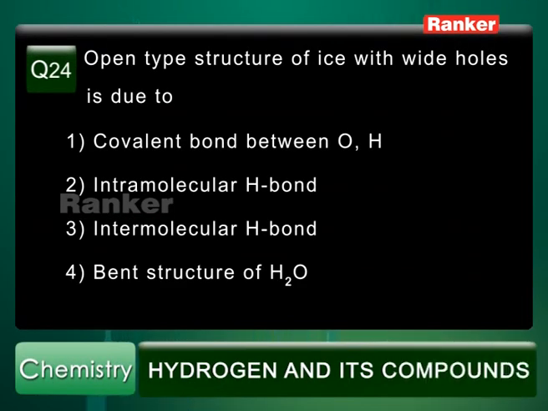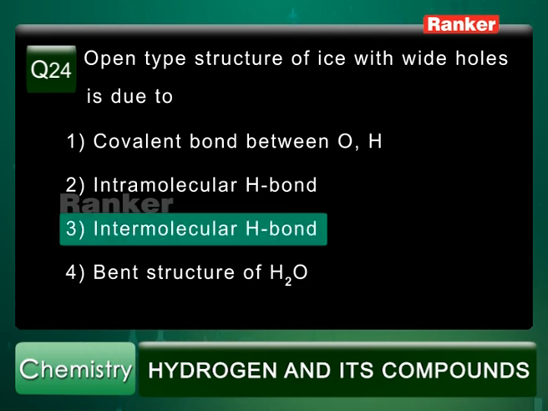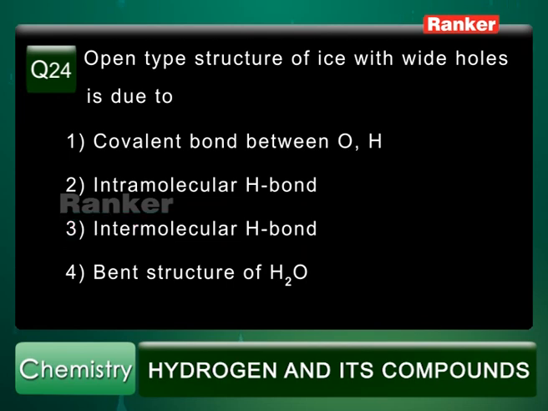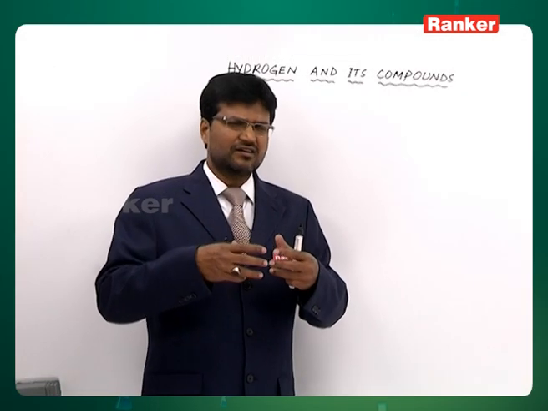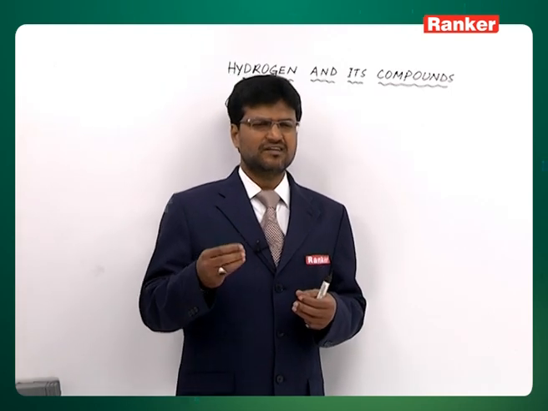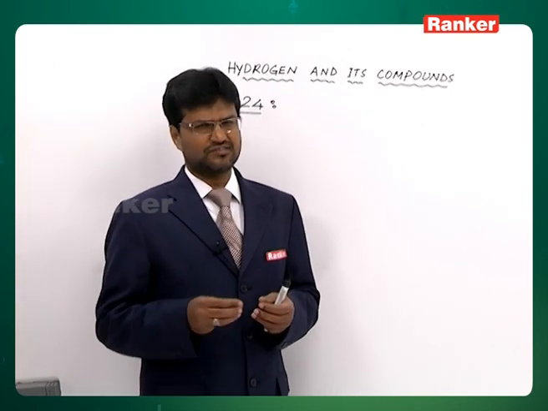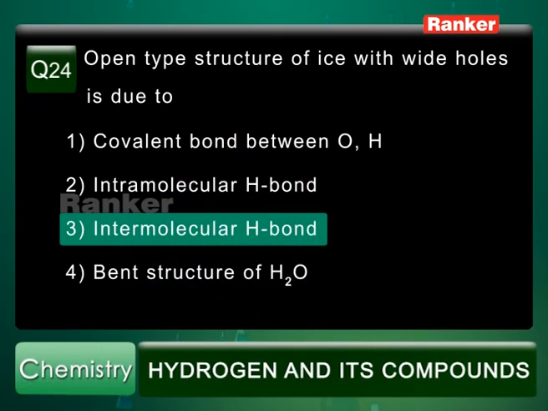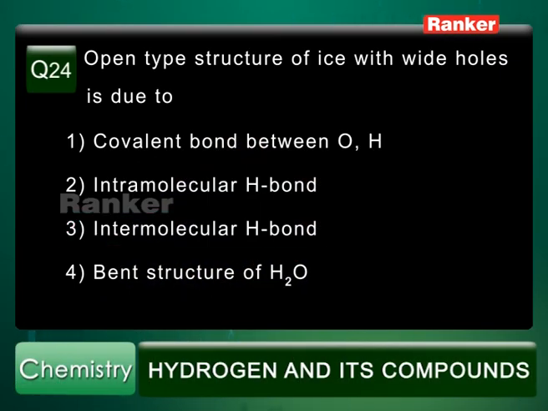Open type structure of ice with wide holes is due to, first option, covalent bond between O and H, second option, intramolecular hydrogen bond, third option is intermolecular hydrogen bond, fourth option is bent structure of water molecule. The correct answer is intermolecular hydrogen bond. Due to intermolecular hydrogen bonding, the water molecules have large intermolecular spaces, and this will give open type of structure to water molecules. The correct answer is therefore third option, intermolecular hydrogen bond.